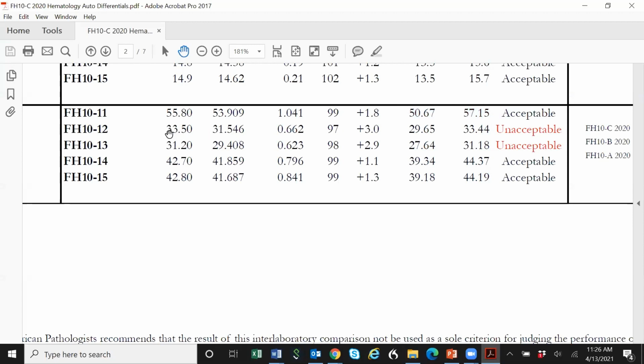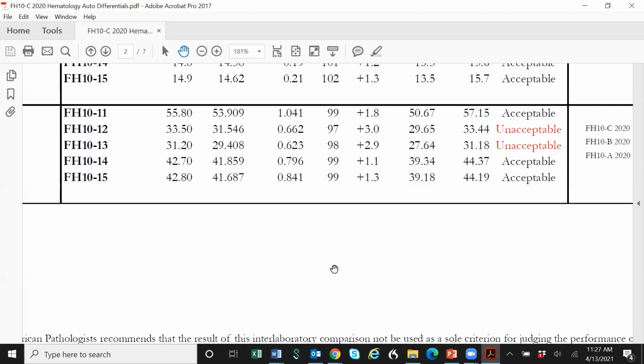For the next one, though, the mean was 31.5, and we came in at 33.5, and that's considered unacceptable because we're outside the top of the range. Same thing for the next one. The mean was 29.4 with a range of 27 to 31, and we came in at 31.2. So again, we're just outside the range, but it was considered unacceptable.